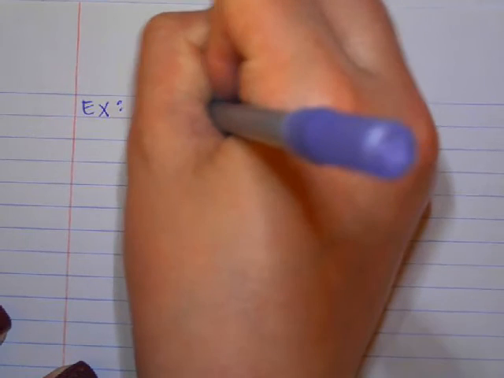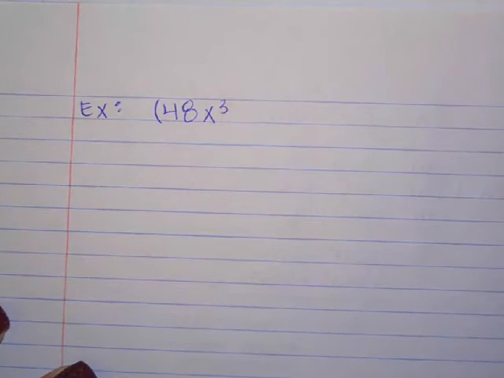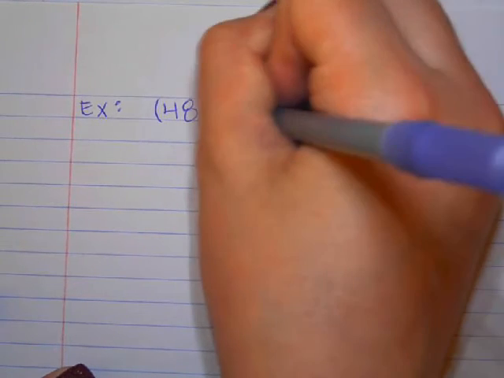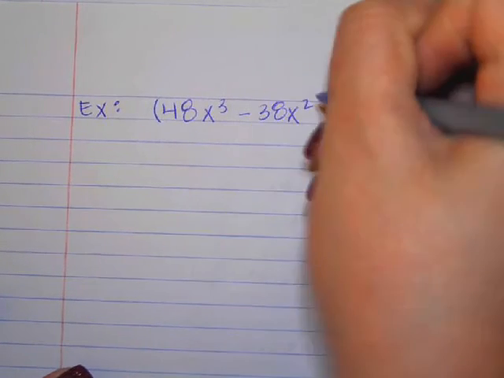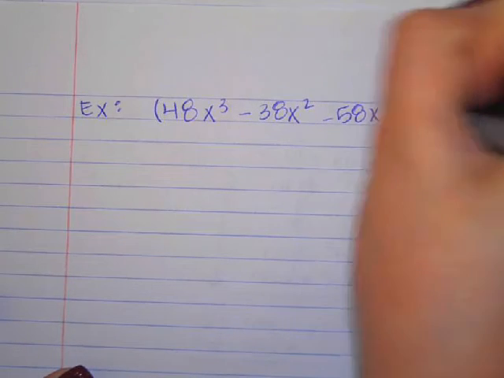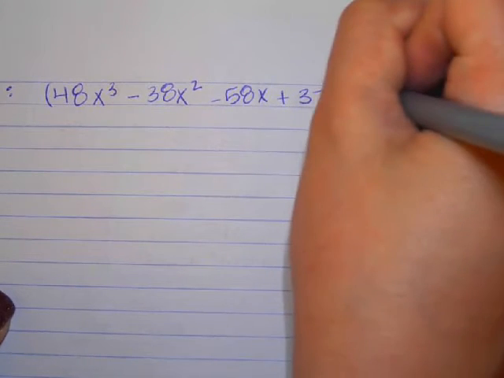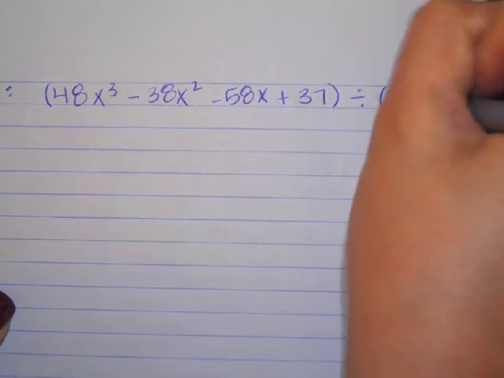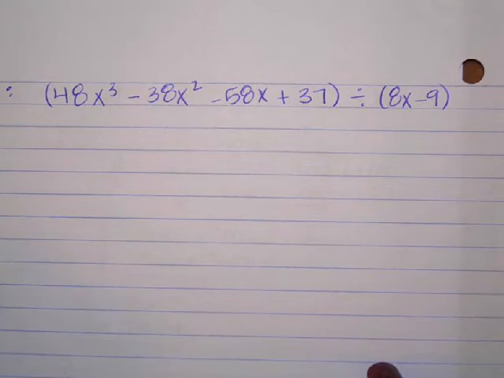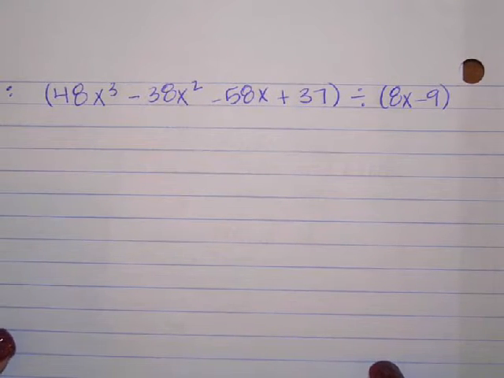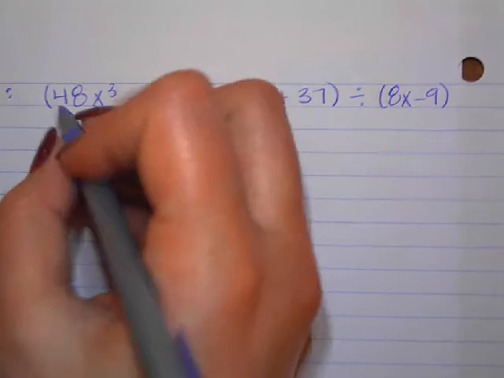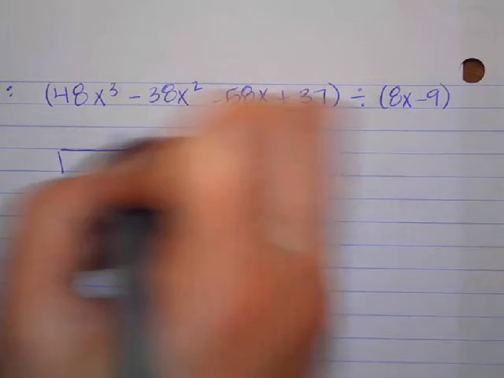So this time we're going to do 48x to the third minus 38x squared minus 58x plus 37 divided by 8x minus 9. Cool. Look at those numbers. What wonderful numbers. Nah. That'd be cool though, right?